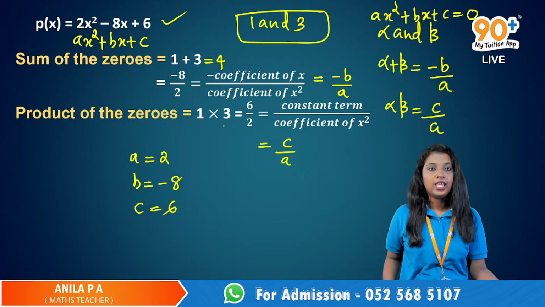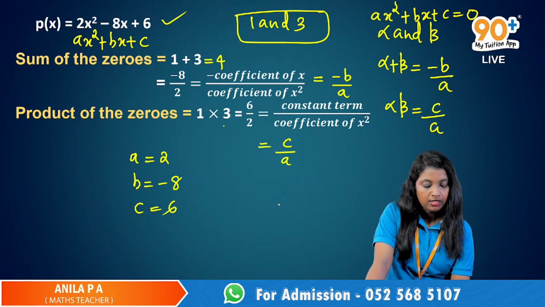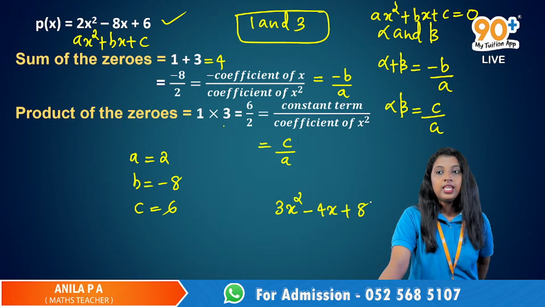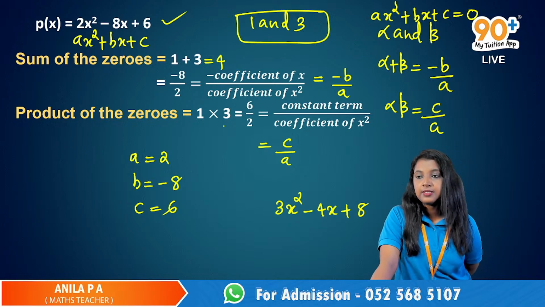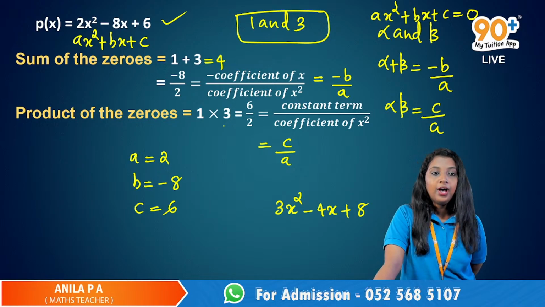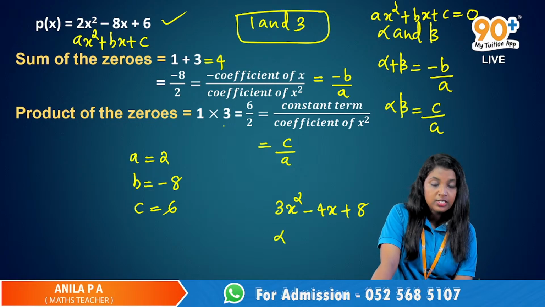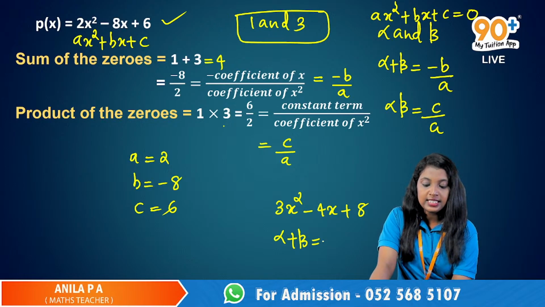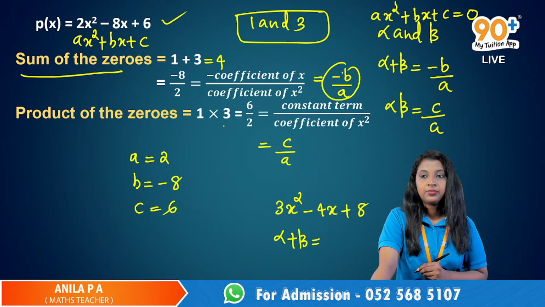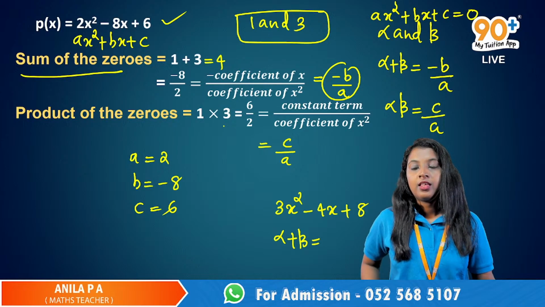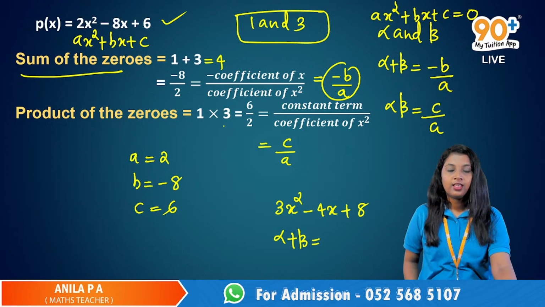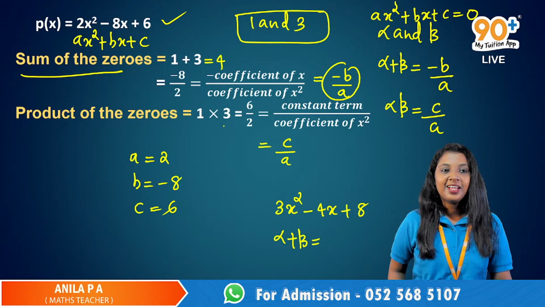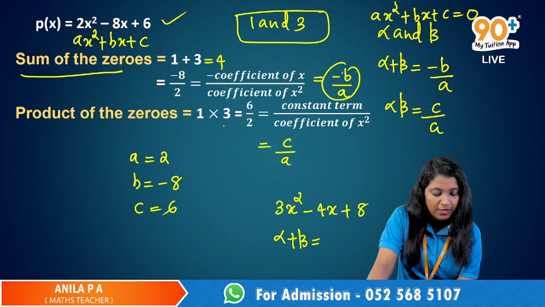Suppose we have a polynomial, say 3x square minus 4x plus 8. What about the sum of zeros of this polynomial, alpha plus beta? We can see that the sum of zeros is negative b by a, right? Yes, Advait. So here alpha plus beta will be equal to minus b by a. Let's write the values of a, b and c first.